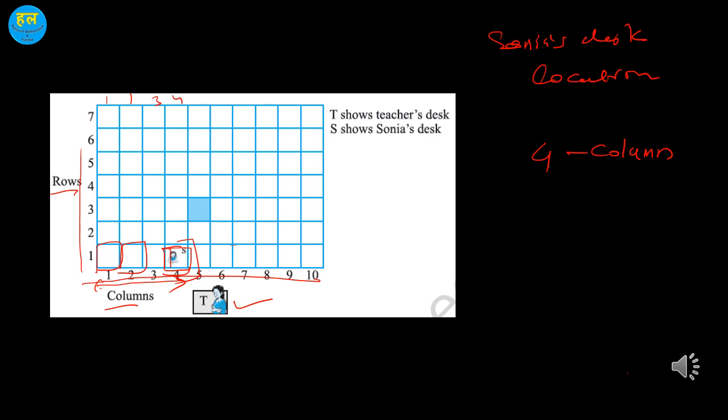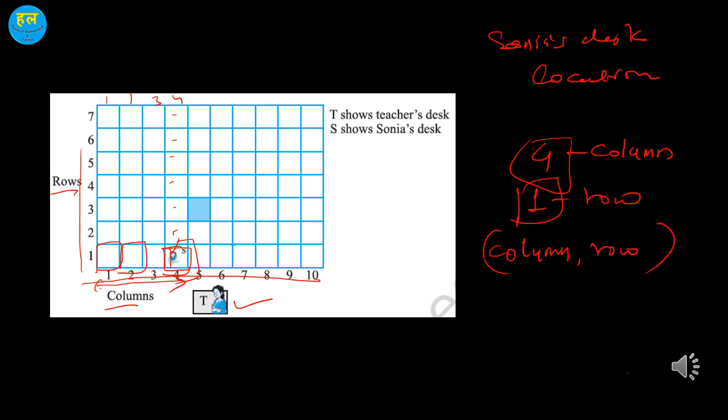But on the 4th column we can see there are 7 seating arrangements. This is 1 2 3 4 5 6 7, 7 seating arrangements. So we have to find the row also. So she sits on the first row. With these two pieces of information, we can find the place where Sonia sits in the classroom. When we write column comma row, we can write here 4 comma 1. So this is the location where she sits.